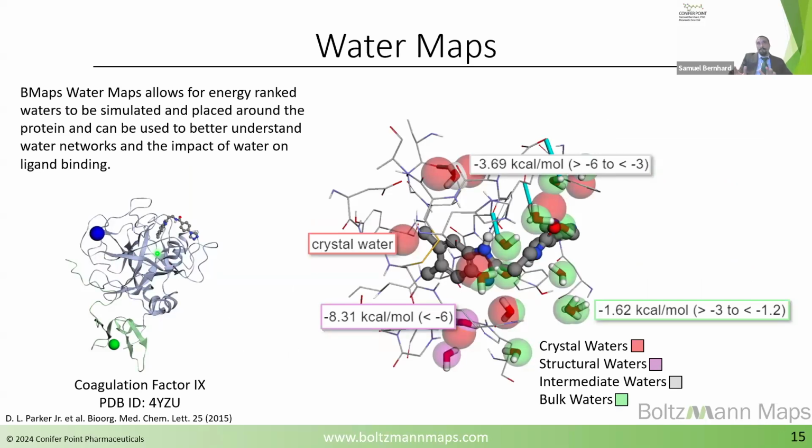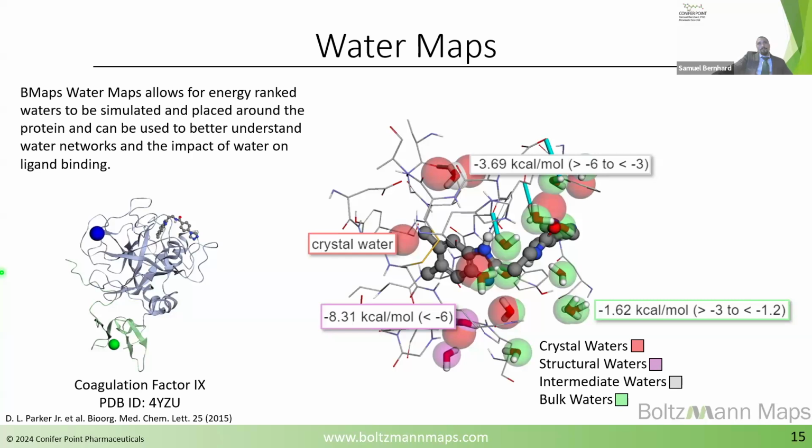So at this point, I'd like to take a moment and discuss the water maps that are simulated in BMaps. In certain circumstances, docking does not return poses that are consistent with the crystal structure ligands. One reason for this may be that key waters exist in the binding site that are involved in water-mediated hydrogen bonds, or as we've just seen, those waters can alter the electronic geography of the region.